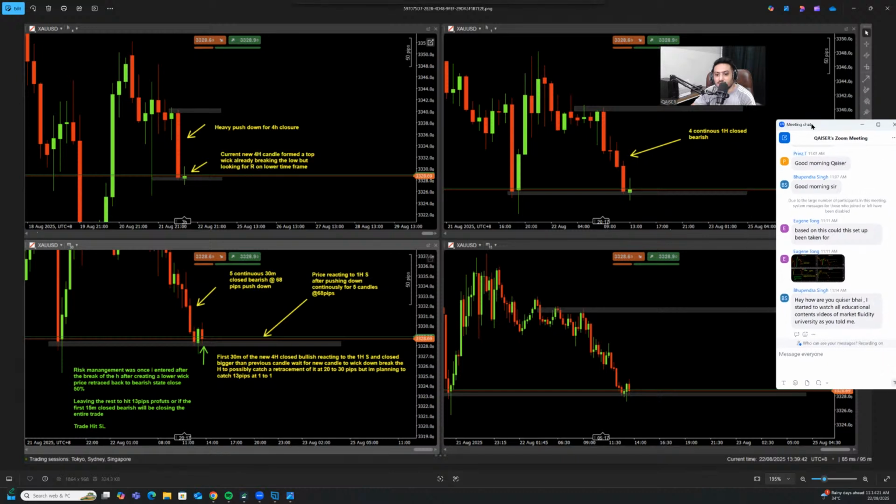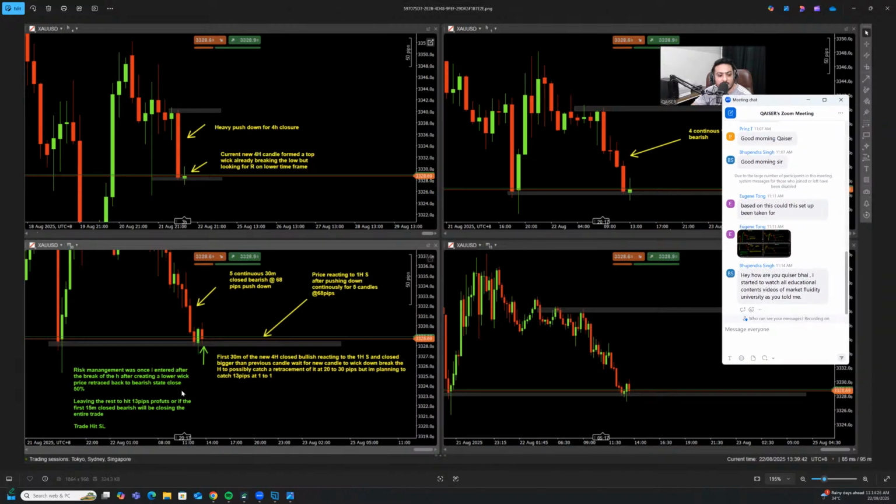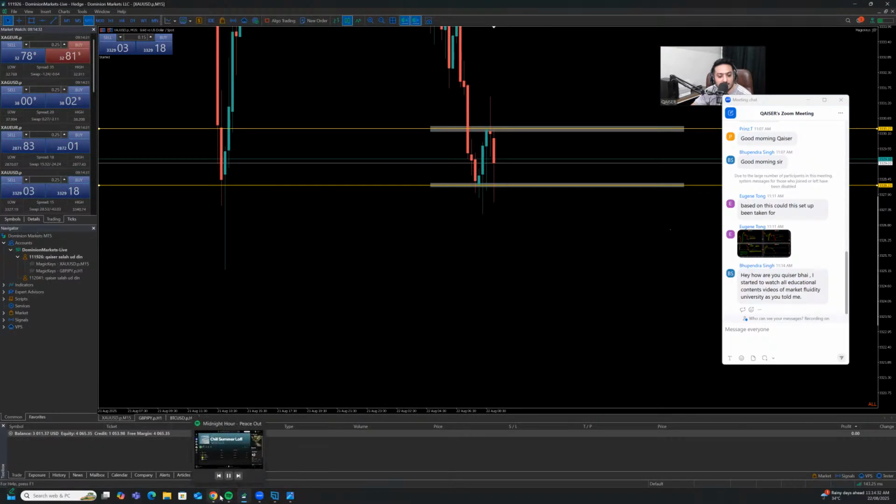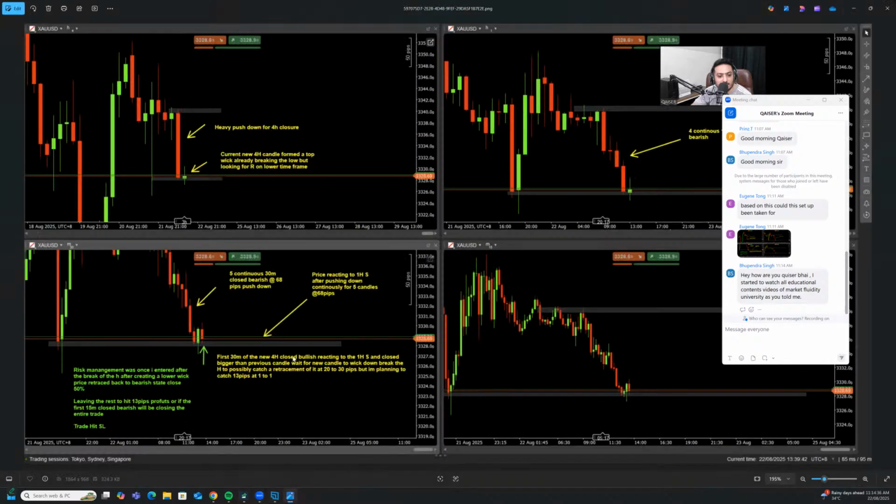4-hour, continuous 1-hour close bearish. Okay, let me look at this one first. It's a good one. I think it's fine now. Alright, so 5 continuous 30-minute closes bearish, a 68 pip push down.